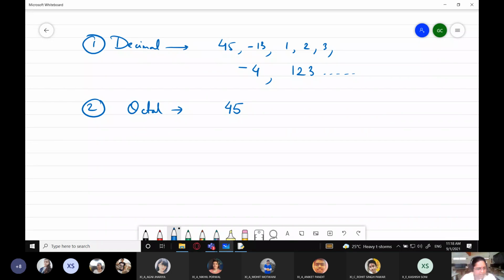0 से 7 के बीच में आ रहा है, right? But in order to represent this as octal, you need to prefix a 0 and an O over here. This is 0, the numeric 0. And this is your alphabet O. Right? So 0, O, 45. Or you can also write it like this, 0, O, 45.